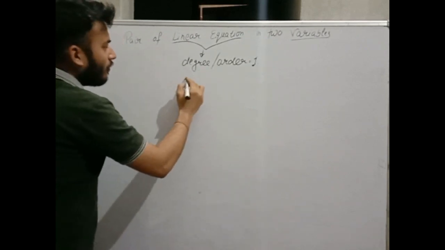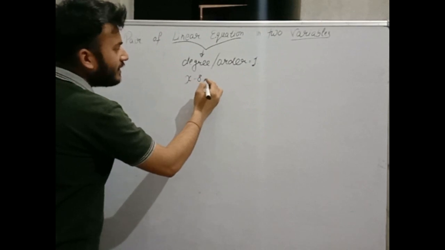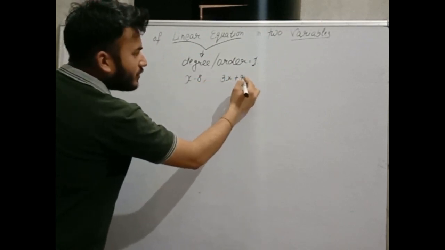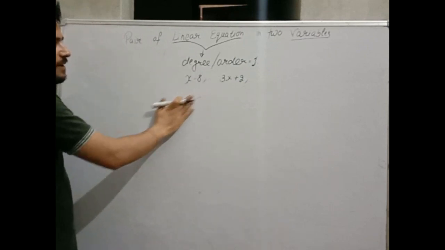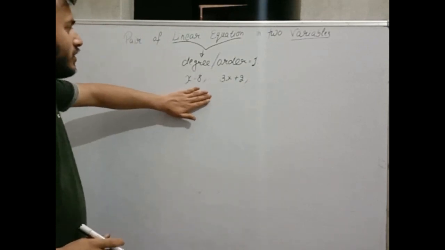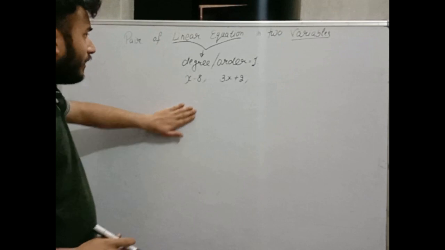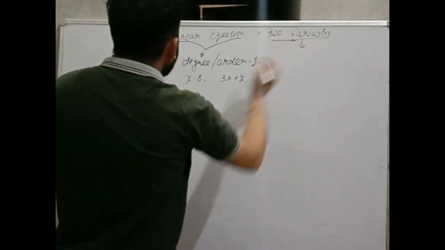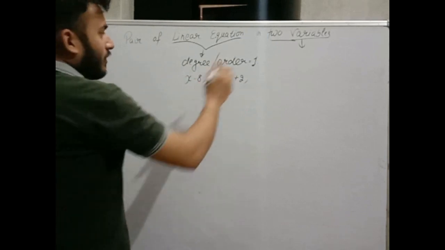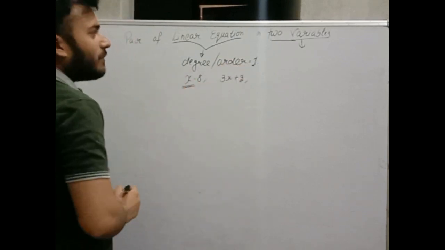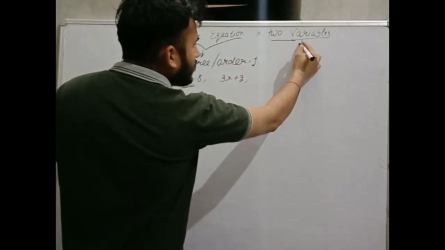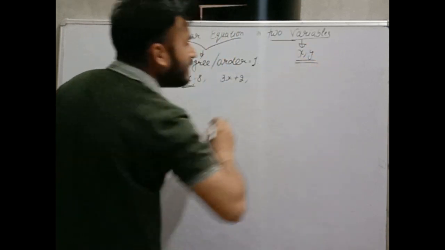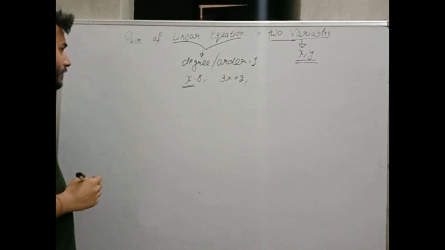and its examples were x minus 8, 3x plus 2. These are the examples of degree 1. Now, what is the meaning of two variables? In this, we have only one variable, but in linear equations in two variables, we will discuss two variables, that is x and y.